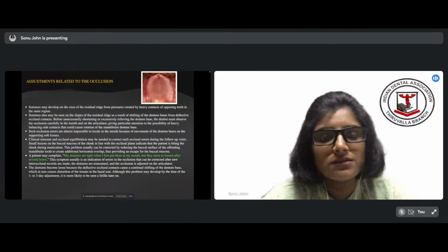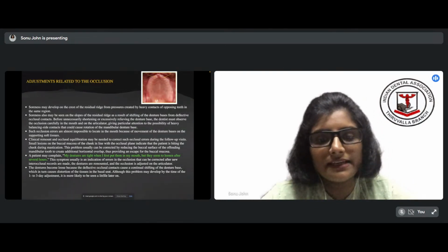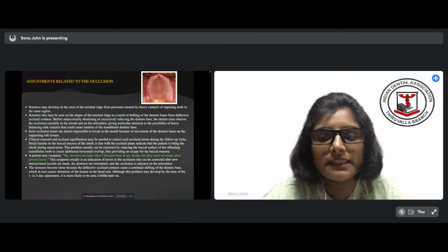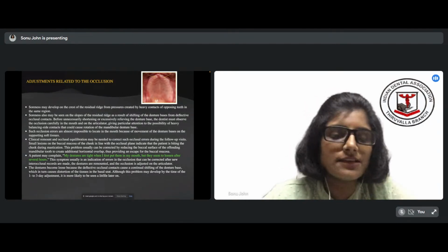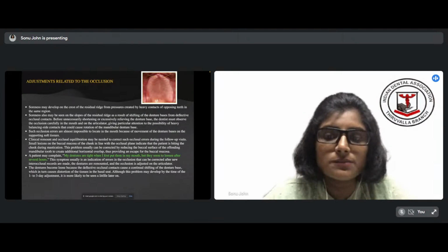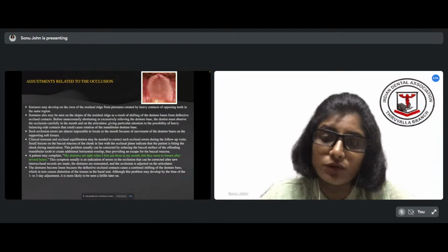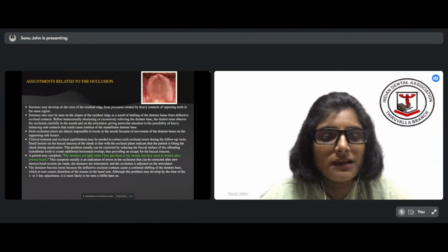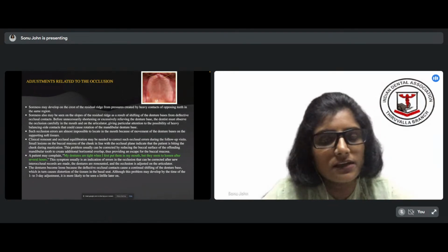Now your patient tells you, my denture was very tight when I first put it in the mouth, but then it seems to loosen after several hours. Why does a patient come back to you with such a complaint? It is because there is an error in occlusion, which can be corrected if a new interocclusal record is made.